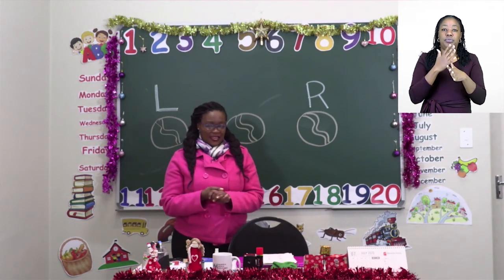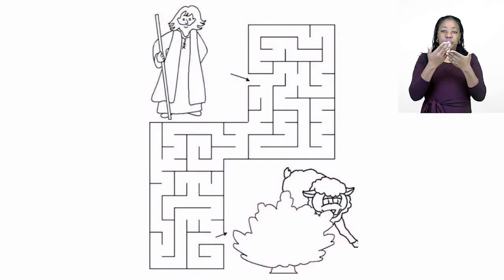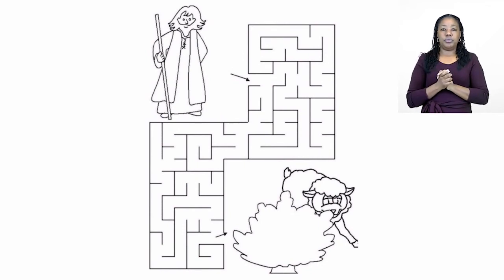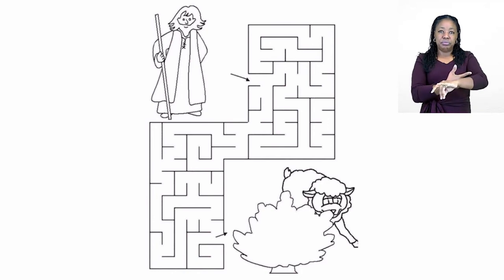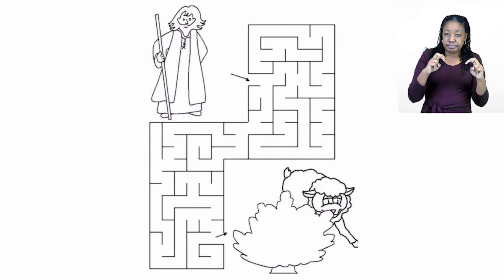Let's move to the next page, page 18. On page 18, we are also doing something that requires direction. And we can see that there is a shepherd who has lost his sheep. It is up to us to help the shepherd find his sheep.